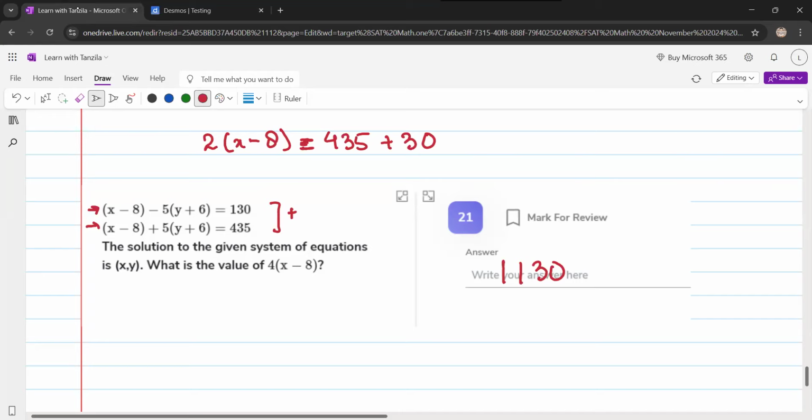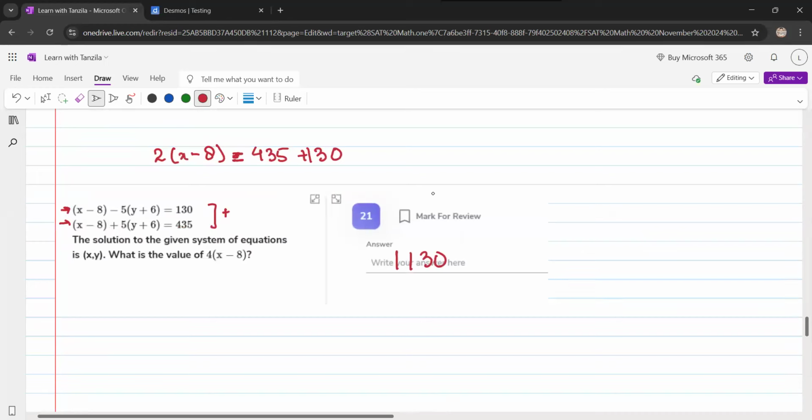Then see, 435 plus 130 will give you, let me write it here. You will have 2 times x minus 8 gives you 565, right? Now you need 4 times x minus 8. So multiply both sides with 4. Sorry, multiply both sides with 2. Multiply here with 2, multiply here with 2.